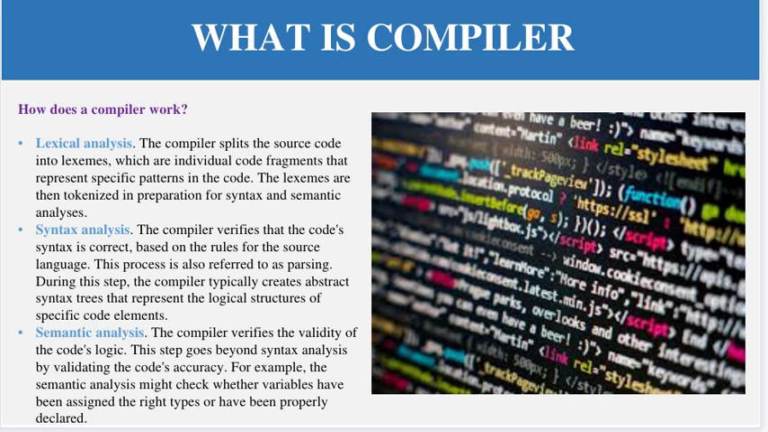After that, the semantic analysis. Semantic analysis is where the compiler verifies the validity of the code's logic. This step goes beyond syntax analysis by validating the code's accuracy. For example, the semantic analysis might check whether variables have been assigned the right types or have been properly declared or not. If the variables are not properly declared, it will give you a semantic error.